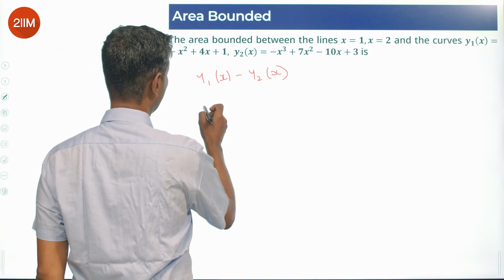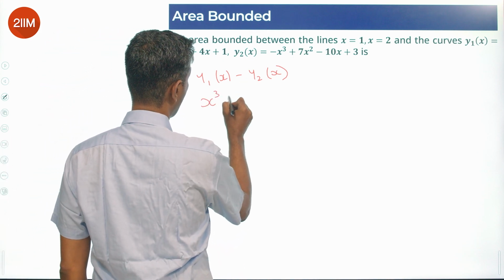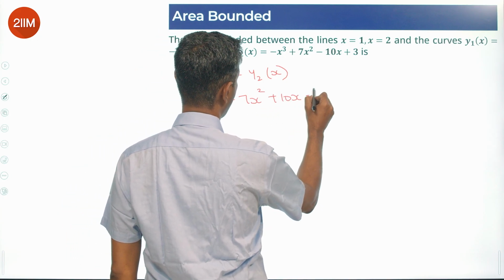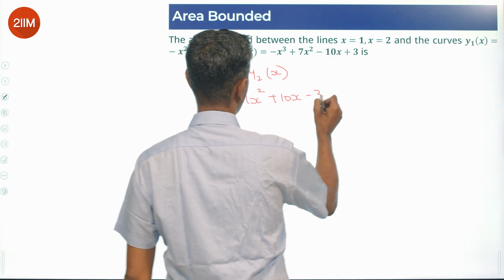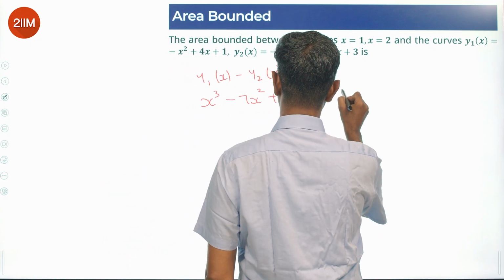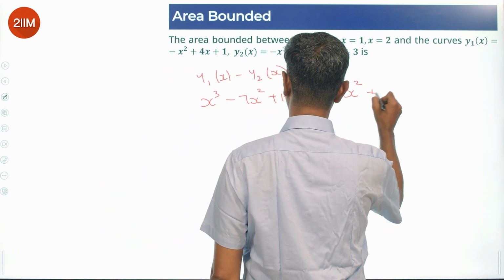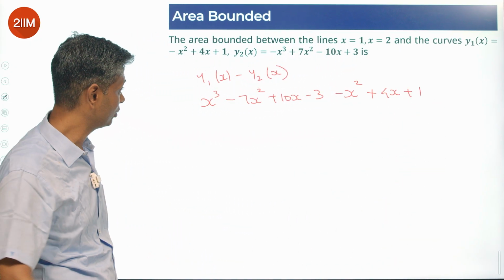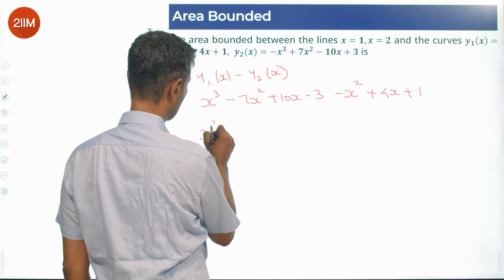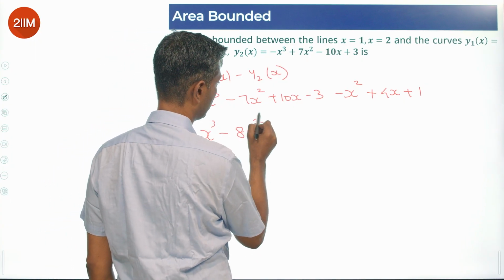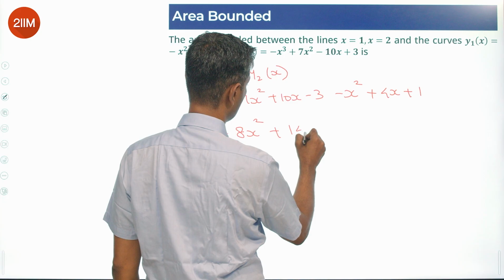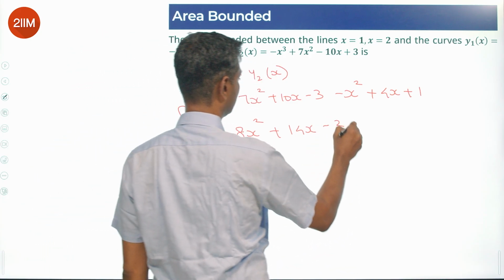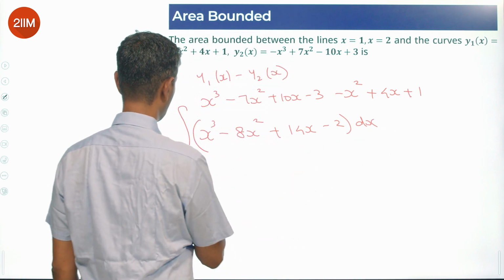So y1 of x is x cube minus 7x square plus 10x minus 3, minus y2 of x, which is x square plus 4x plus 1. This is y1 of x minus y2 of x. So this is x cube minus 8x square plus 14x minus 2. Integrate this from 1 to 2.